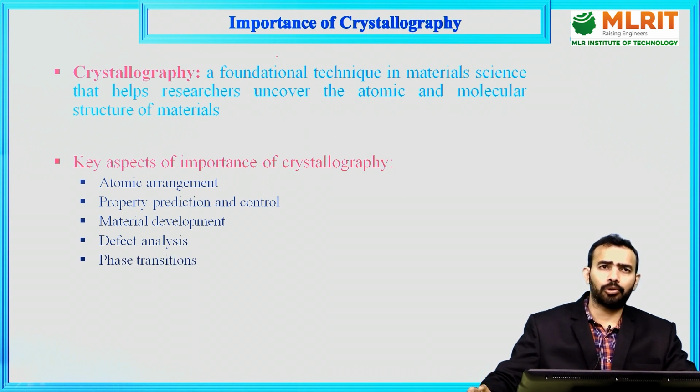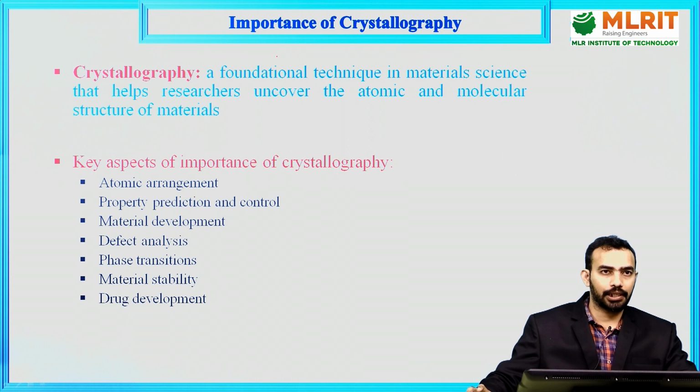Then we can also learn about phase transitions. Depending on a particular parameter, let us say temperature or pressure, a material may have a phase transition from one phase to another phase, and such information we can also get from crystallography. Then the material stability. Whether the material is stable or unstable at given conditions like temperature, pressure, humidity and any other parameter, and how the material is going to behave, that information we can again get from crystallography.